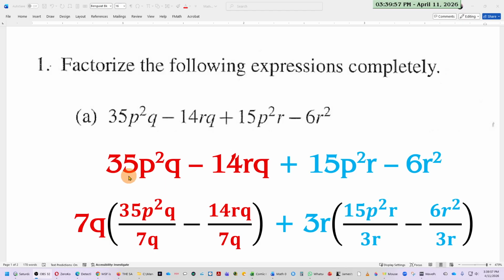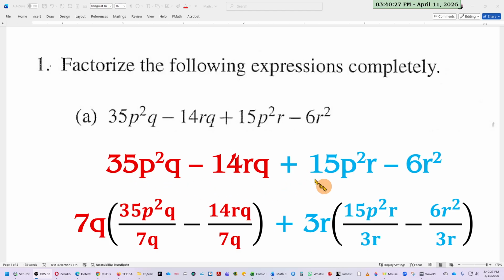We find the number that can go into 35 and 14. Hopefully it'd be the highest number that could go into it. So the highest common factor of 35 and 14 is 7. Now, you need to know your tables. If you don't know your tables, this may prove to be difficult, but if you know your tables, it's not going to be difficult. So 7 is the number that can go into both of these.